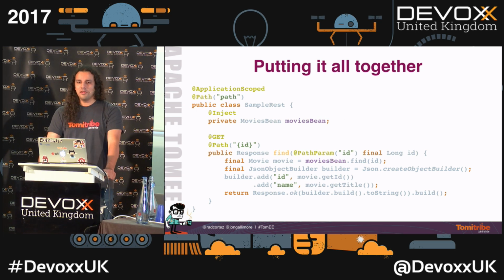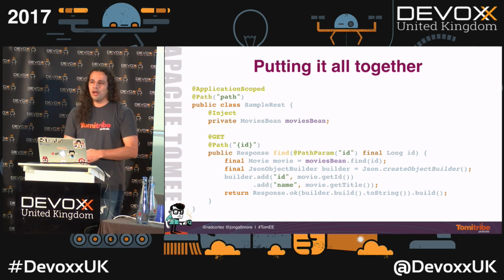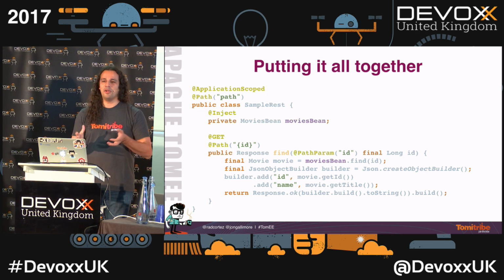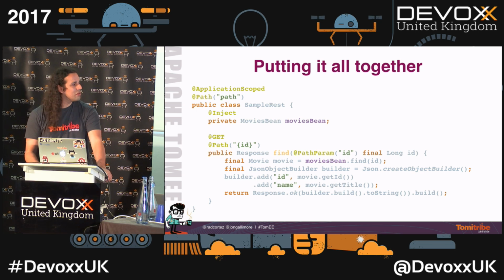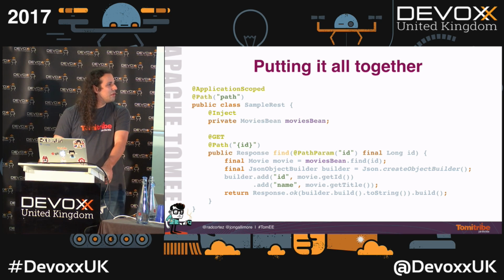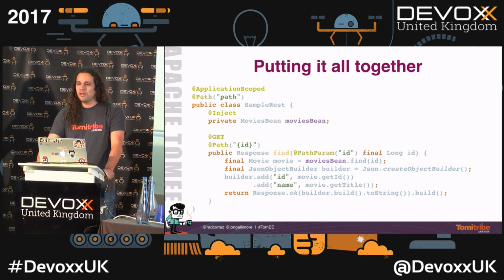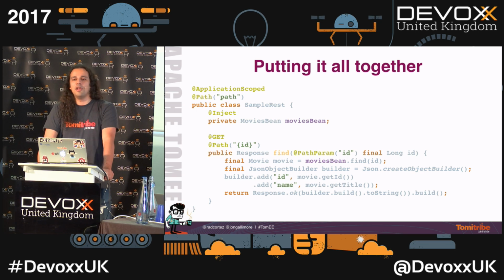Just a small example. If you put all these specs together, we will build a very small microservice here. I'm using a simple REST endpoint, which has an application scope bean with a path just called path. So when I call my endpoint, it will be localhost/context of the application/path. I'm injecting a movie bean over here. Doesn't matter what it is. It's just like a store where I keep data.